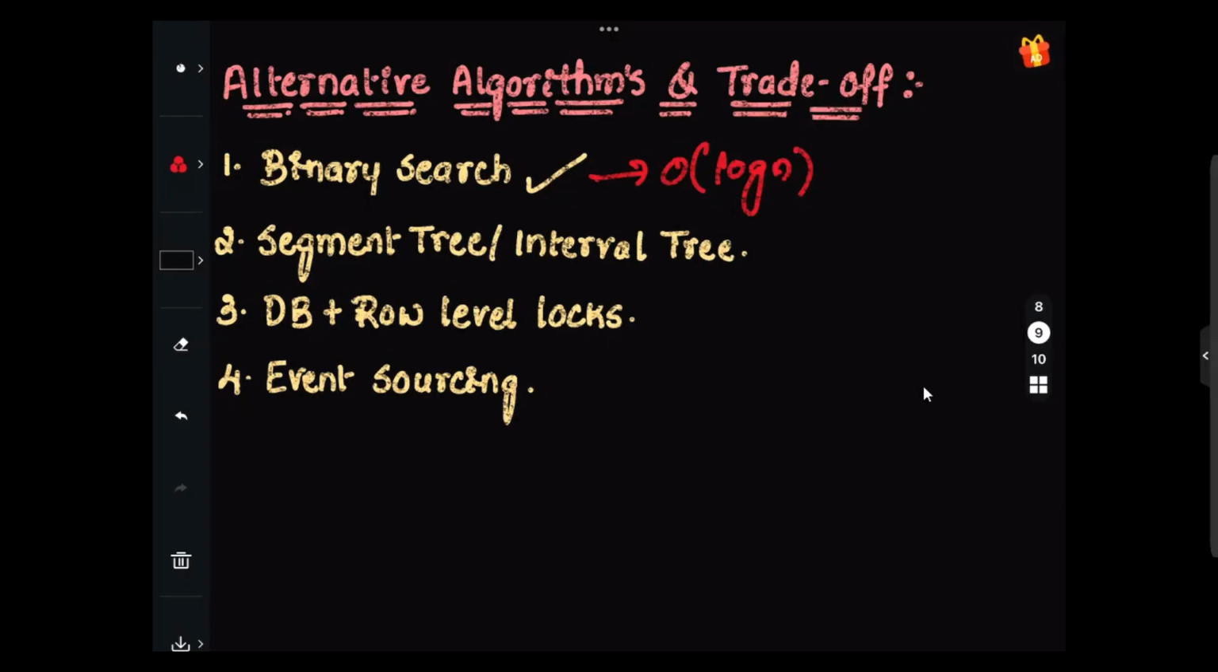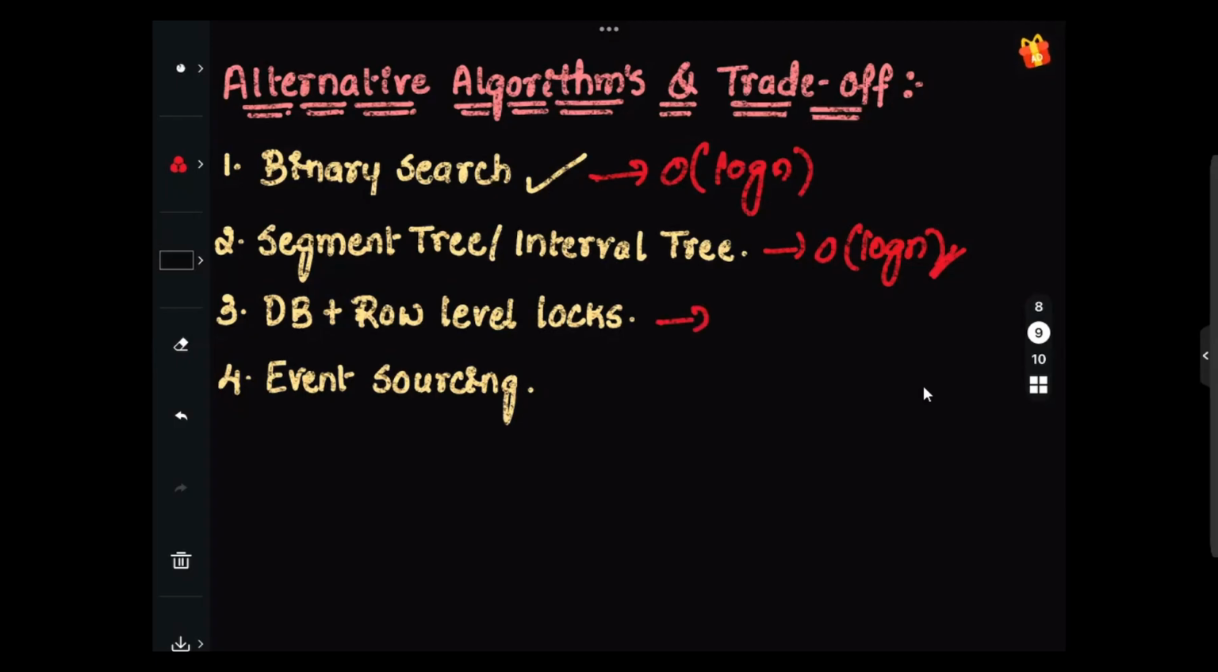Or we can go with a segment tree or an interval tree as well. This is ideal for large scale booking. Again, the time complexity would be O(log n), right? So it is ideal for large scale booking, but it is more complex to implement a segment tree or interval tree.